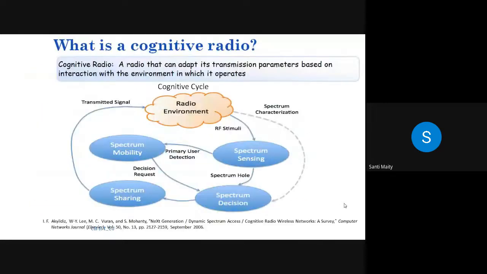So there are different cycles. As I started, somewhere the spectrum-related issues: what is cognitive radio?